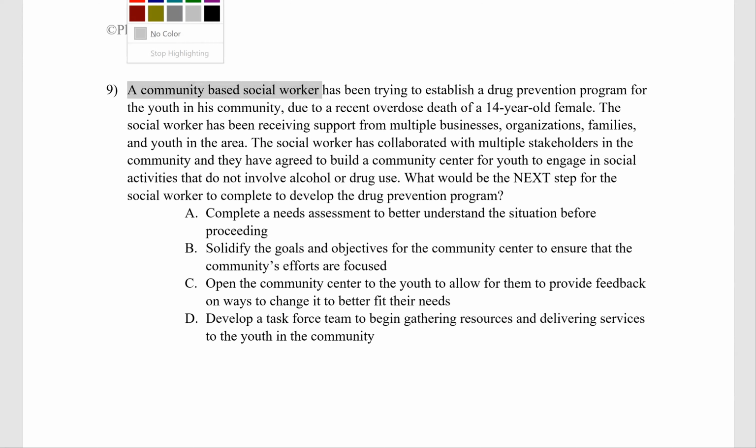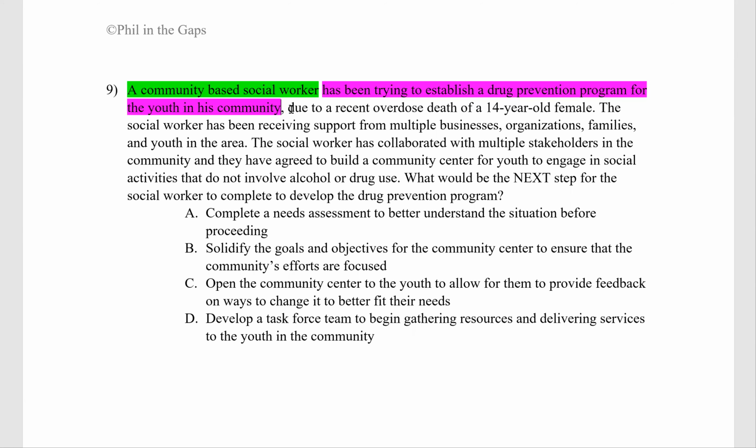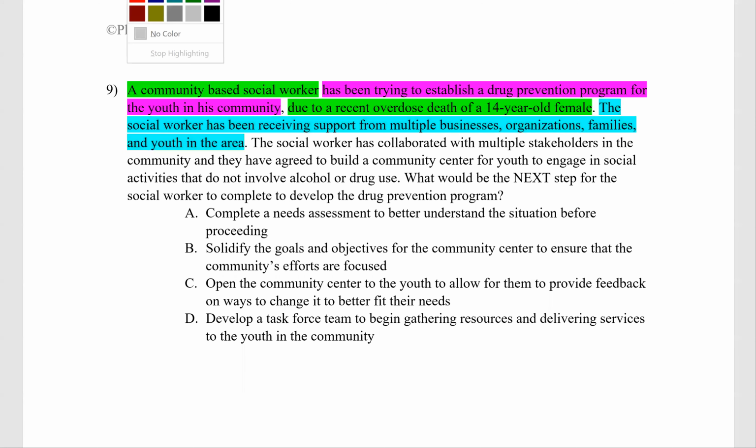We're community based social workers, so that's who we are and what our role is. And we're trying to establish a drug prevention program for the youth in his community. So that is what we're particularly trying to do. And it was predicated on an overdose death of a 14-year-old female. The social worker has been receiving support from multiple businesses, organizations, families, and youth in the area. So there is a rapport established.